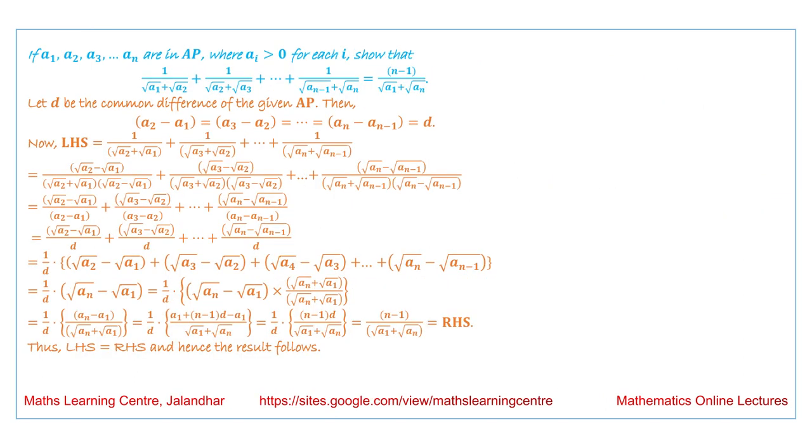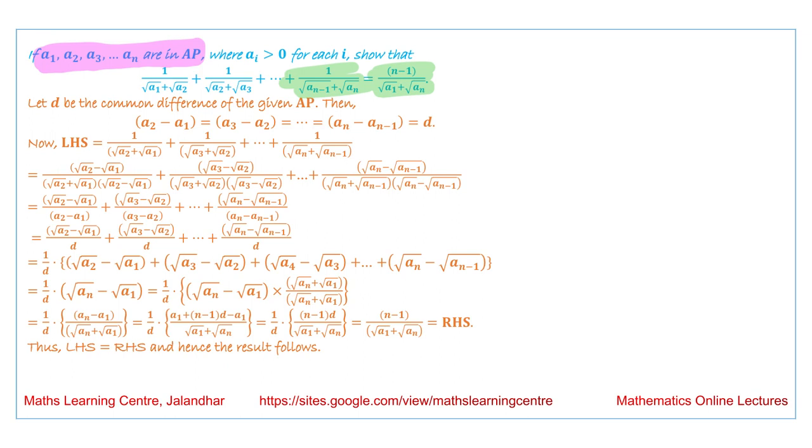Next, if a1, a2, a3, ..., an are in AP, we have to show that 1 over square root of a1 plus square root of a2, plus 1 over square root of a2 plus square root of a3, and so on up to this term, the sum of all these values is equal to n minus 1 over square root of a1 plus square root of an. It is given that the terms are in AP.